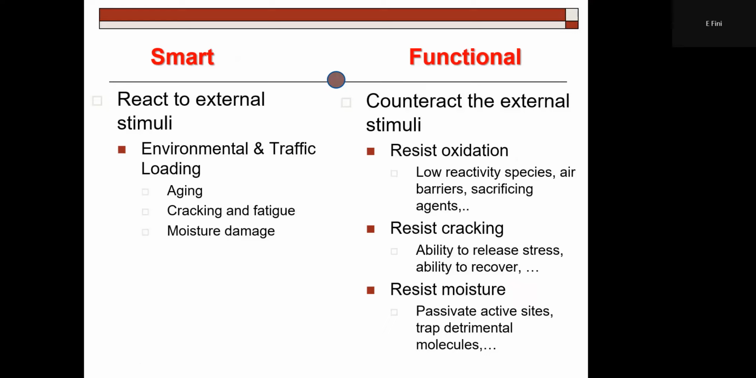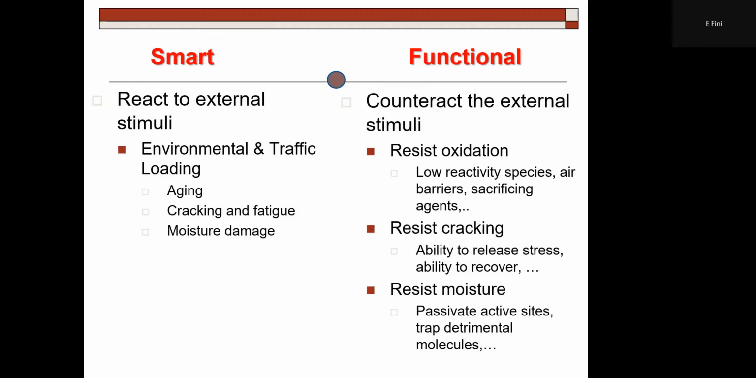So another category is functional, when the material counteracts the external stimuli. For instance, it can manage to resist oxidation. It can have some built-in reinforcement mechanism that can resist oxidation. It can resist cracking. For instance, if you put in some built-in reinforcement mechanism that releases stress properly and in a timely manner, it can prevent cracking, because literally, a crack happens when the stress or the load you apply overcomes the strength that the material has. So it cracks to release that stress you applied.